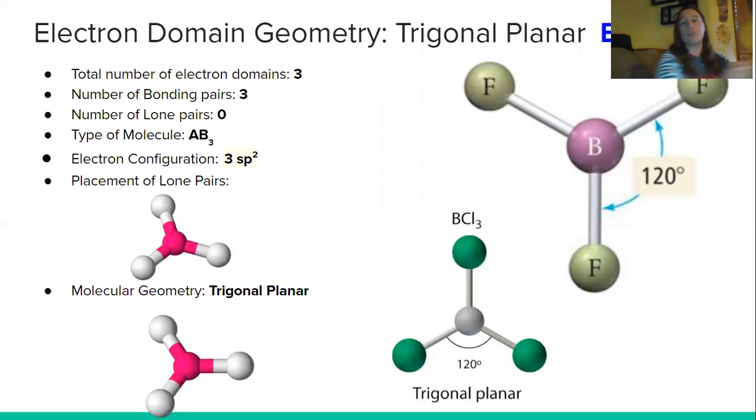The next electron domain geometry is trigonal planar, and the total number of electron domains is 3 for this particular geometry. It has no lone pairs. It is an AB3 molecule, and it has an electron configuration of 3sp2. I chose boron trichloride, BCl3, for the example. And you can see there are no lone pairs here. We get these kind of triangular shaped balloons. There are no lone pairs, and it has a bond angle of 120 degrees, with trigonal planar as my molecular geometry.